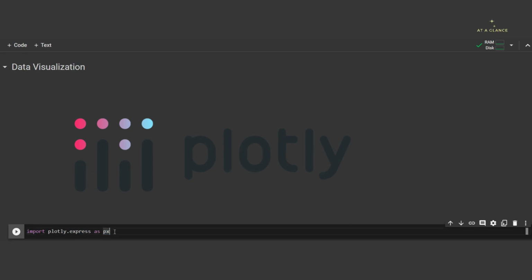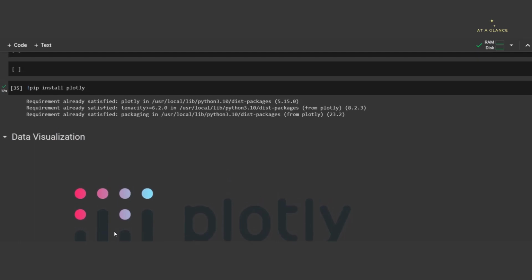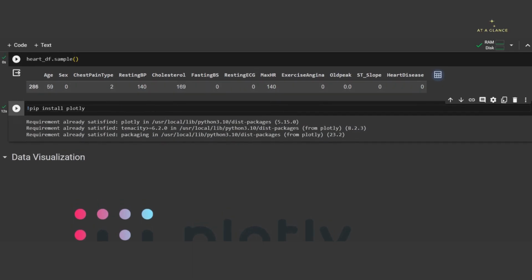So now we know our dataset. Our dataset contains a total of 11 features and one target column. So let me first print one sample data of our dataset. So heart_df.sample, and let's print it. We'll get one sample and you can see over here we have these many columns.